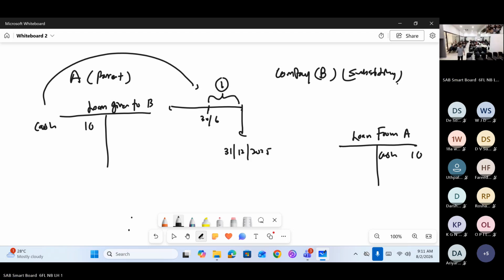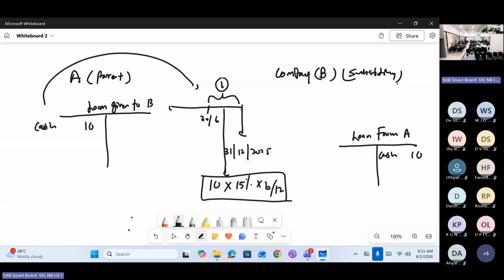Then what have you done? For 6 months, 10 million into 15% into 6 by 12. You should accrue the interest. Both parties have interest. How are you going to accrue the interest?